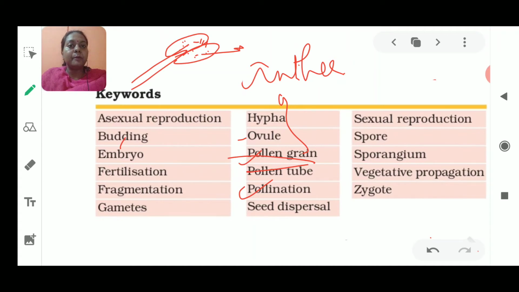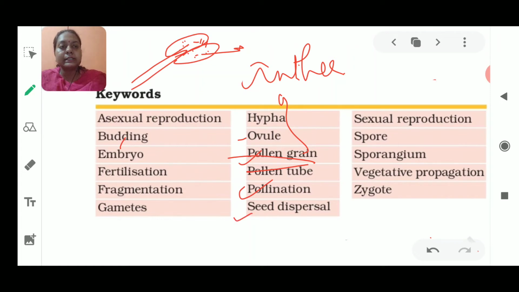What do you mean by pollination? We can easily find out that pollination is a process by which the transfer of the pollen grains is taking place from the anther to the stigma. Okay, so pollination is a process by which the transfer of pollen grains from the anther to the stigma is taking place.